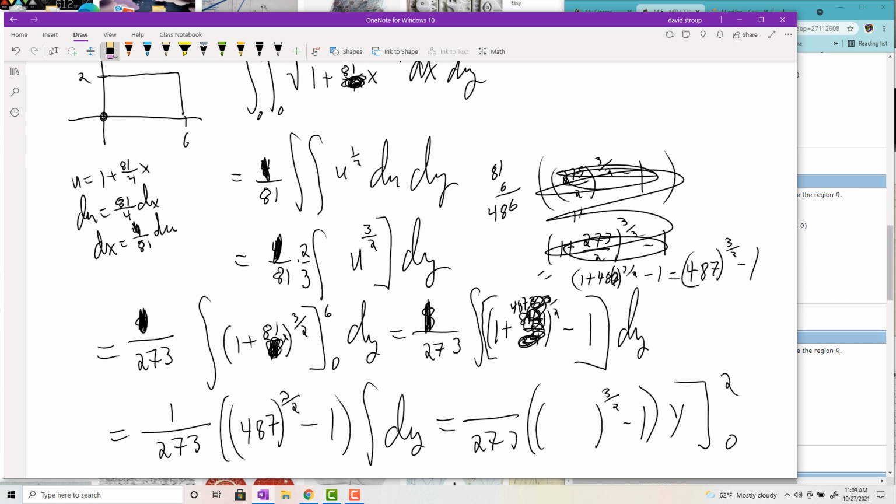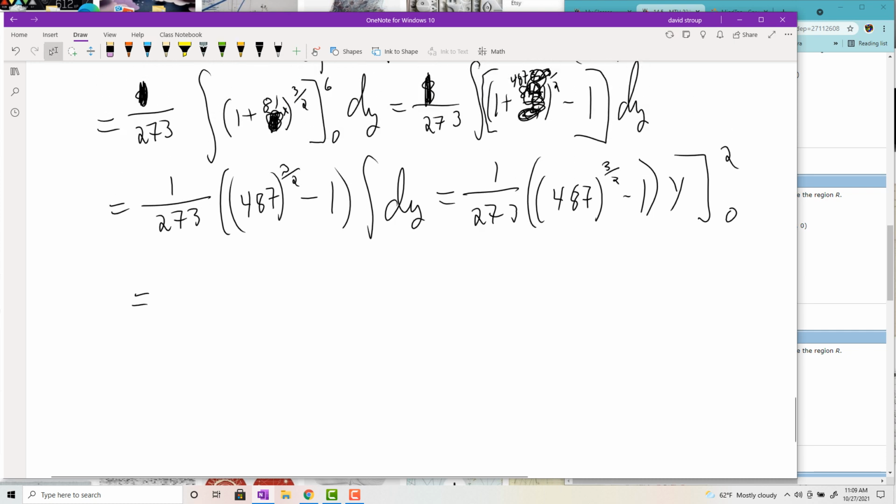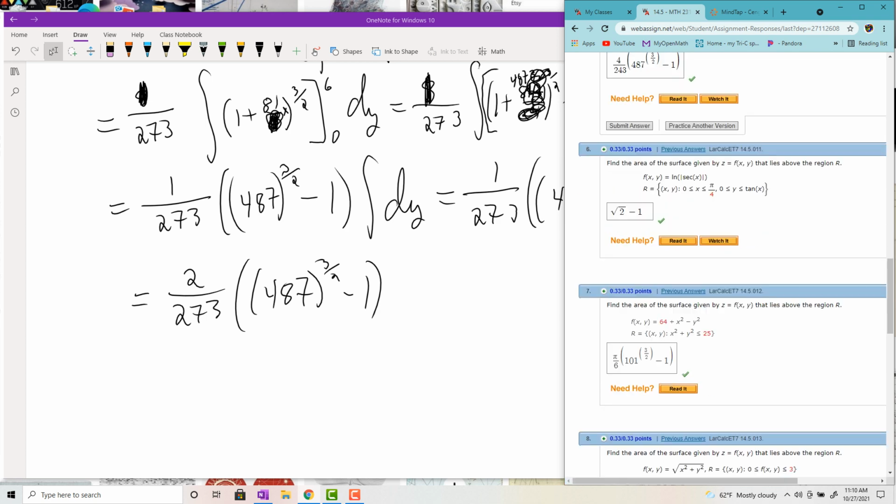Okay, get rid of that chunk. So this is 1 all over 273. This is 487. And then multiplying by 2, you get the right answer. So this will end up being 2 all over 273 times 487 to the 3 halves minus 1, and that's your answer. So kind of nasty, like I said. Not a lot of fun. Sadly.